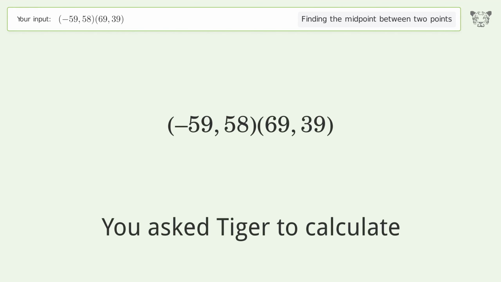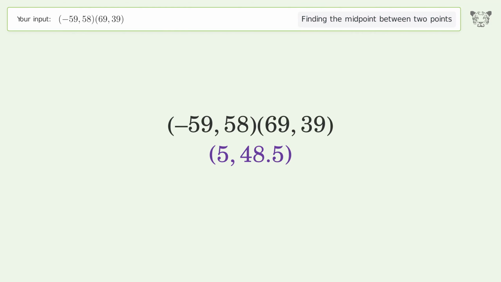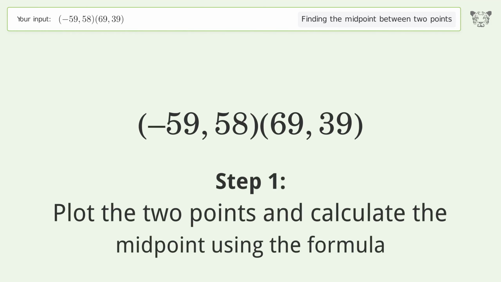You ask Tiger to calculate. This deals with finding the midpoint between 2 points. The midpoint between the 2 points is 548.5. Let's solve it step by step. Plot the 2 points and calculate the midpoint using the formula.